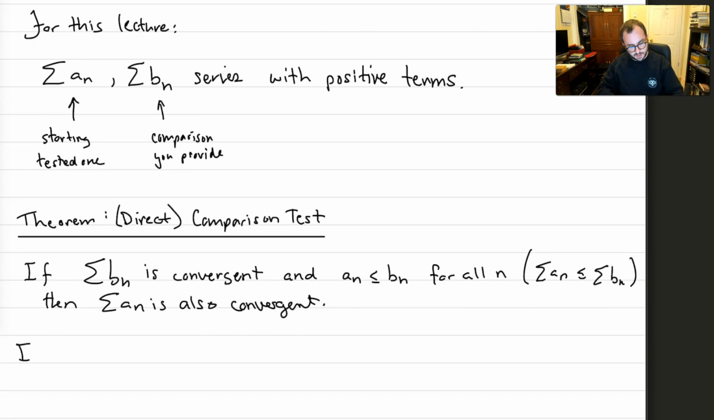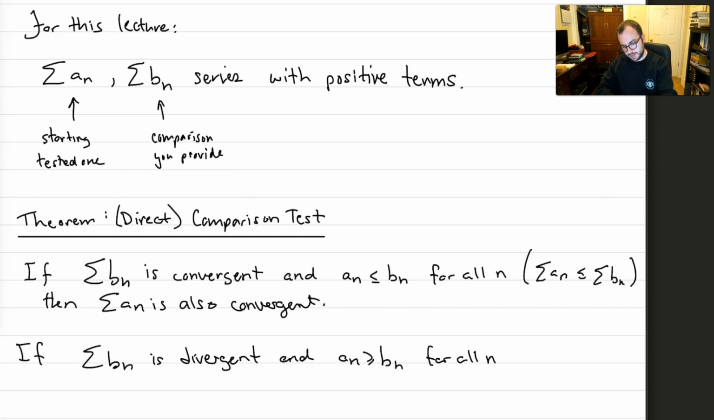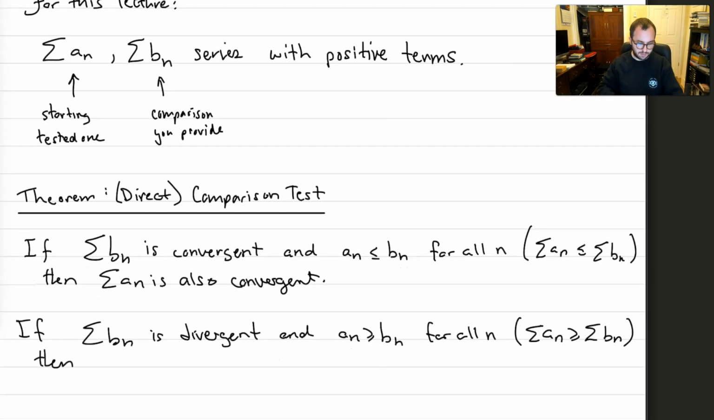Conversely, if your Bn is divergent, so you have a series that's going up to infinity, and the series I'm testing is bigger than it. So AN is bigger than BN. Well, if I have something that's bigger than an infinitely large quantity, it also has to be infinitely large. So if AN is bigger than a divergent series, it has to also be divergent. So AN is also divergent.